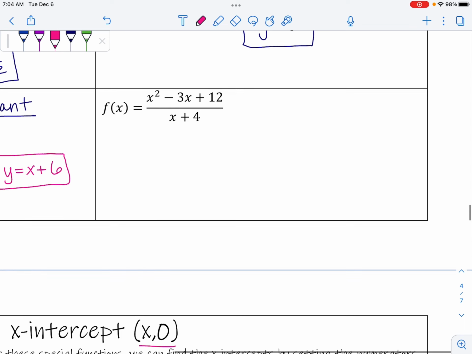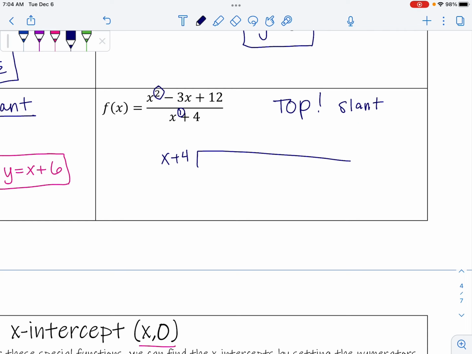Let's look at one more that's bigger on top. So here, again, this is bigger on top, x squared over x to the first. And so we have a slant asymptote. X plus 4 goes outside the house, and x squared minus 3x plus 12 goes inside. What do I need to multiply x by to get x squared? That would just be an x. So I'm going to distribute x times x squared, or x times x is x squared, and then x times 4 is 4x. All right, and then put this in parentheses and subtract.